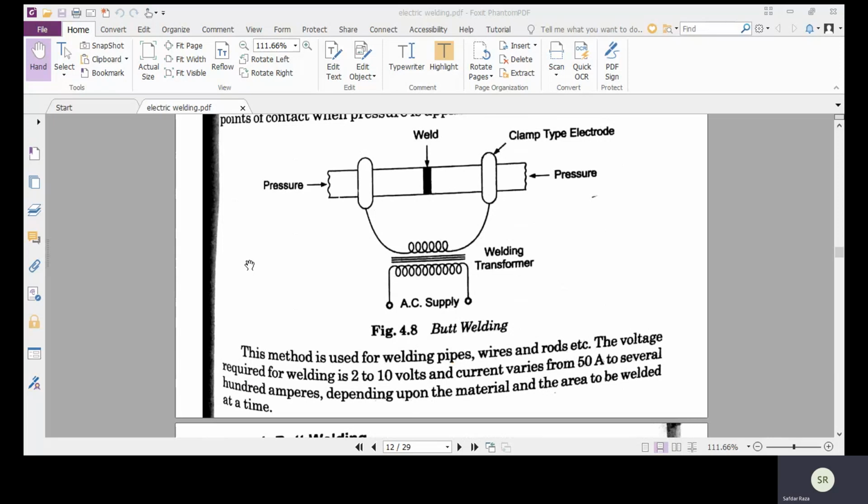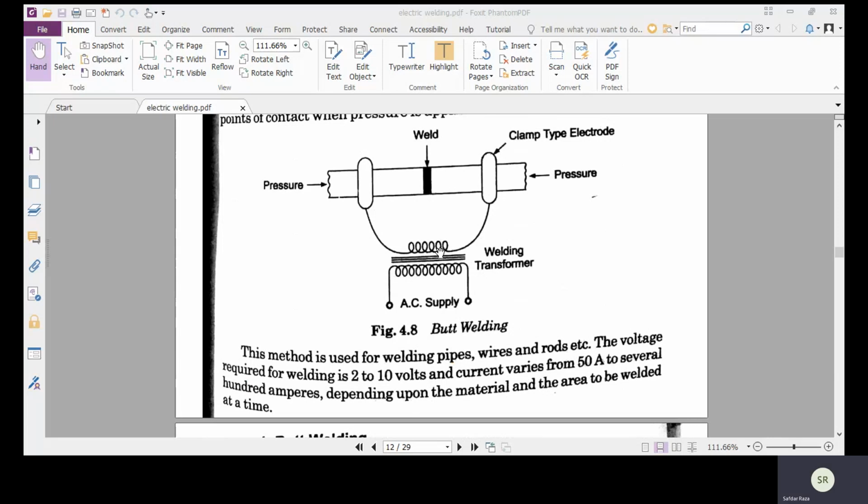The figure shows the basic principle of butt welding. The welding transformer has a comparatively large number of turns on the primary side and a lesser number of turns on the secondary side. Why do we do this? Actually, we require a heavy amount of current at the secondary side.